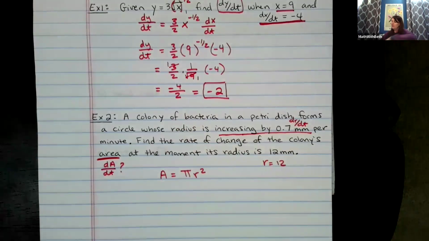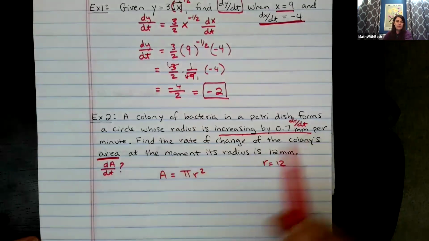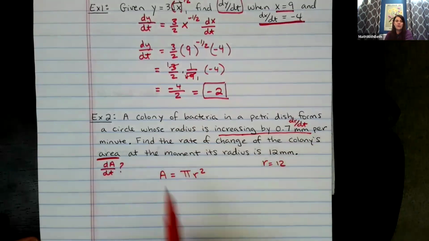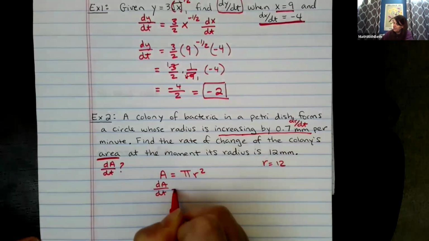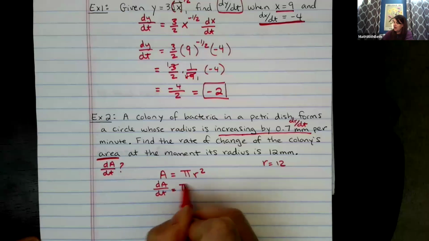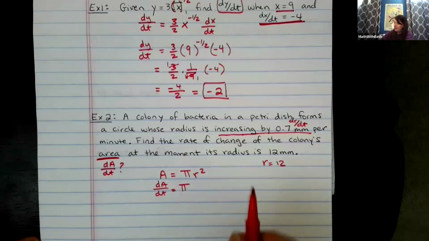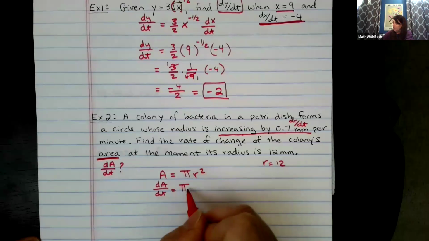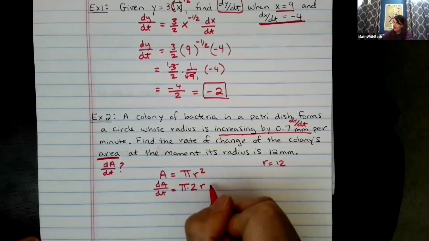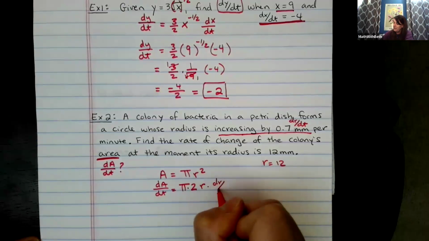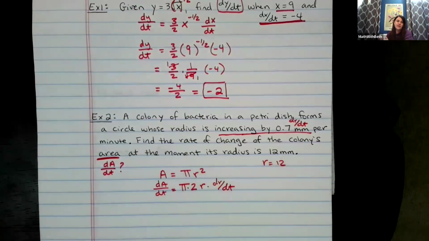So if we now need to involve all of these rates, we basically need to take the derivative of both sides with respect to t. So A will become dA/dt. Since pi is just a constant number, the pi will stay, but r squared would become 2r to the first power. But then again, we have to add that extra step of dr/dt.